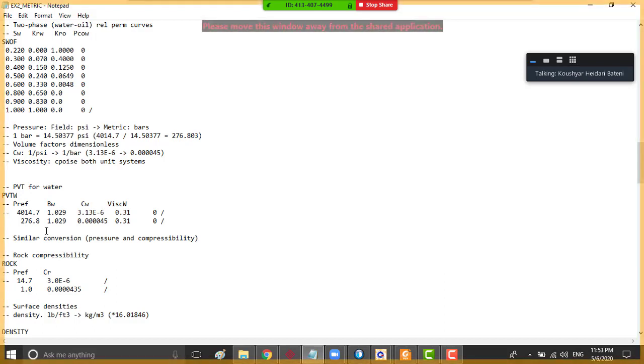Now, a very, very important thing to keep in mind. Excuse me. Go ahead. And that's how you convert field unit to metric unit.